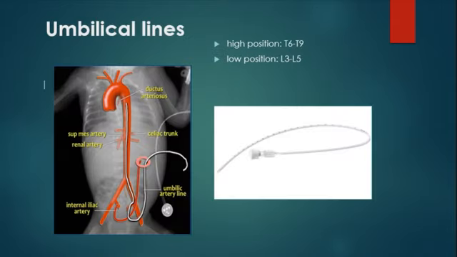So starting with the umbilical lines, we all know there are 2 types of lines. There's the arterial one and there is the venous one. So starting with the umbilical artery catheterization, it is very important in neonatal patients, those in neonatal intensive care units. It provides direct access to the arterial system, allows accurate measurement of the arterial blood pressure, blood sampling, and gives us a good intravascular access for all the fluids and medication.